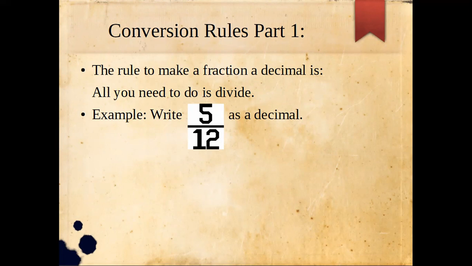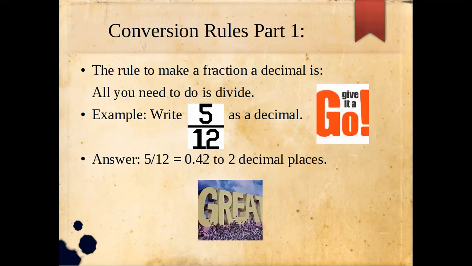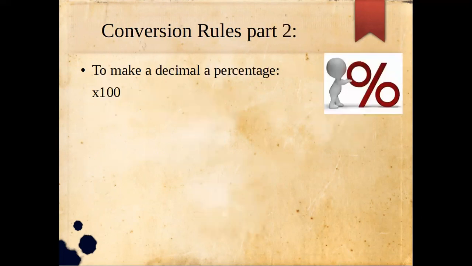If you don't have your calculator, a bit more difficult, but most exams that you do, you should have a calculator, and what this course is designed for, you should have a calculator. So 5 divided by 12, that's a decimal, put that in your calculator, and you get 0.42 to 2 decimal places. Well done. Part 2.